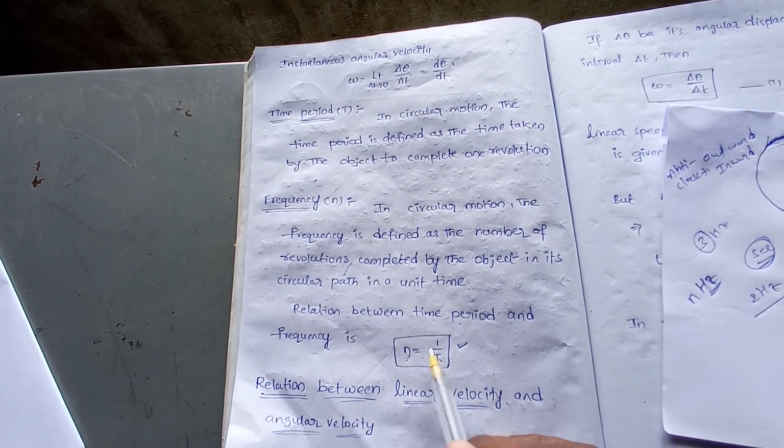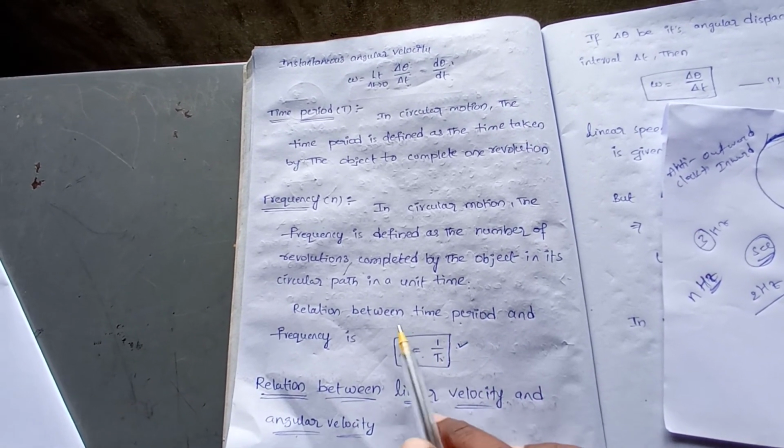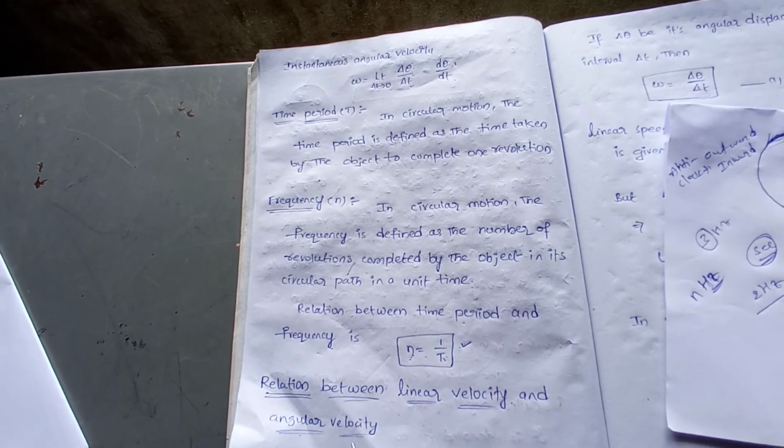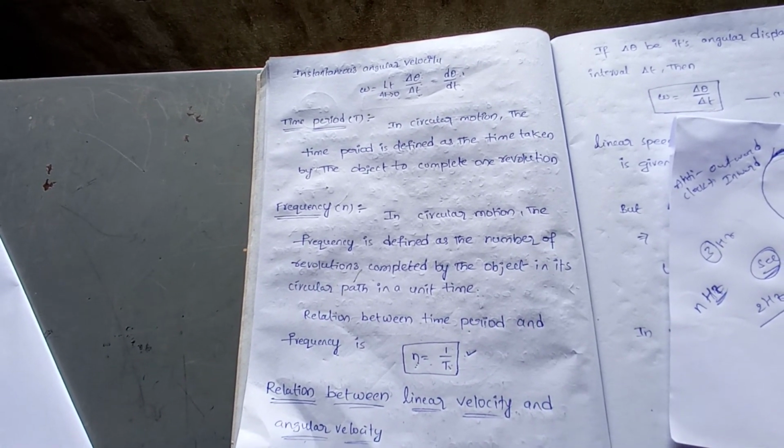So what is the relation? n equal to 1 by t. This is the relation between time period and frequency. Okay, remaining topic we will see in next video.